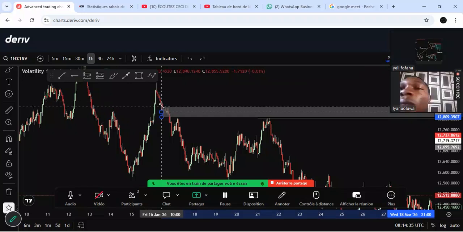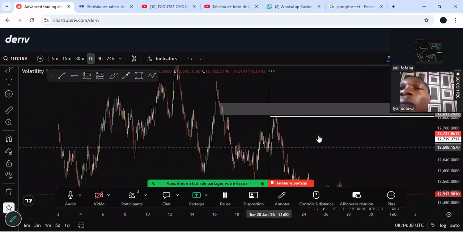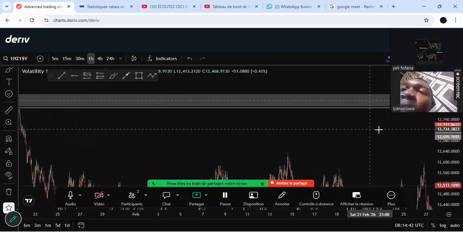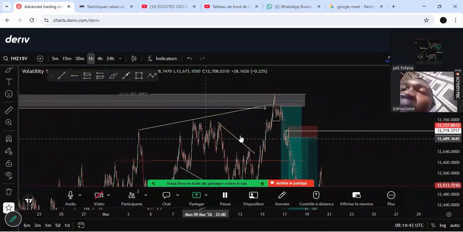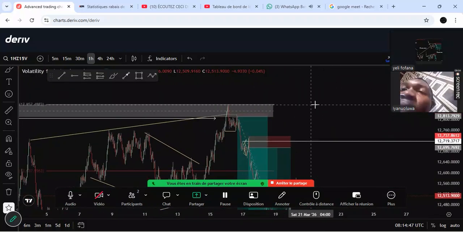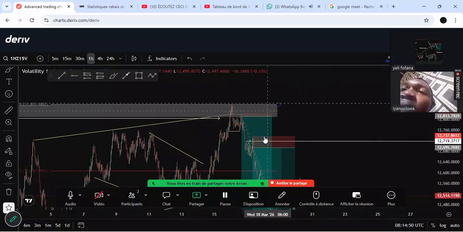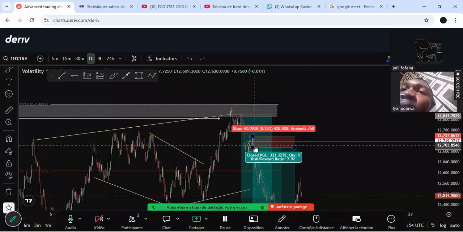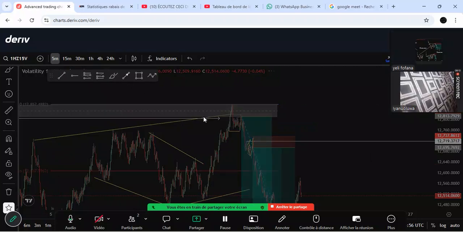Okay. Price gonna take this liquidity before it hits. Exactly. So that's the high time frame. But on low time frame, how is that gonna work? I'm gonna show you that on low time frame.